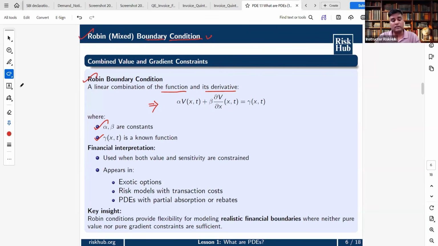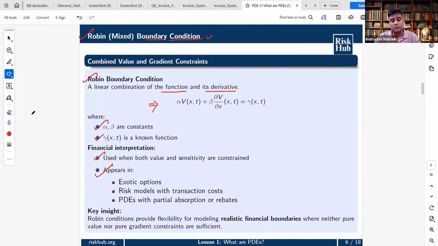The Robin condition is useful when neither a pure value nor a pure delta condition is enough. The financial intuition is, suppose the product has a boundary where the value is partly constrained, and the sensitivity at the boundary also matters. The Robin conditions are more flexible. The example from the slide is exotic options. Use cases: exotic options. Why does the Robin boundary condition help? Because the boundary may involve payoff plus sensitivity. In a transaction cost model, hedging costs depend on value and gradient.